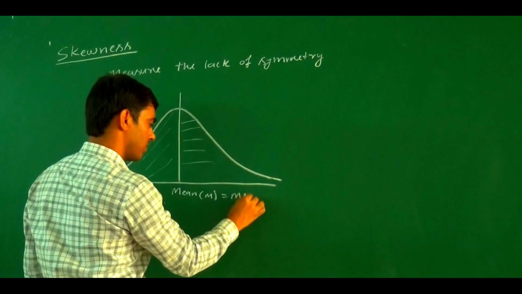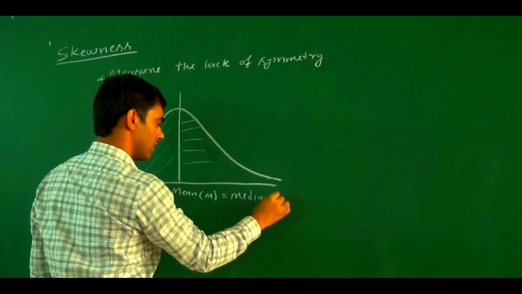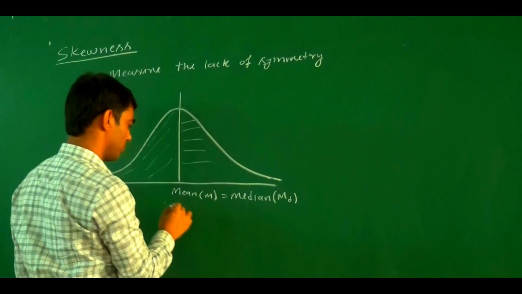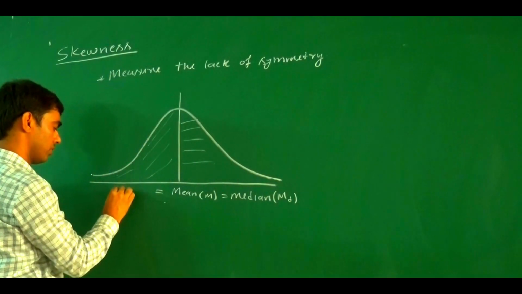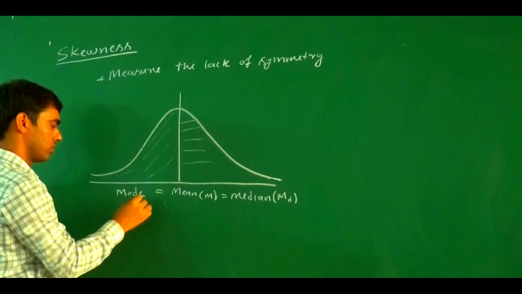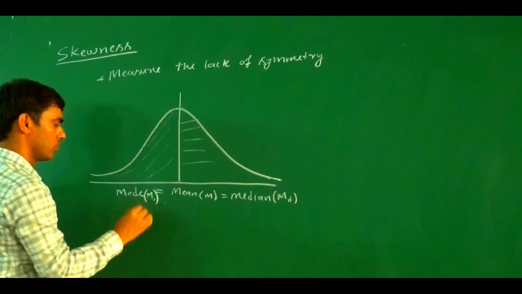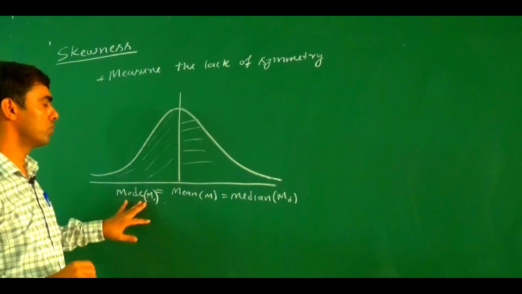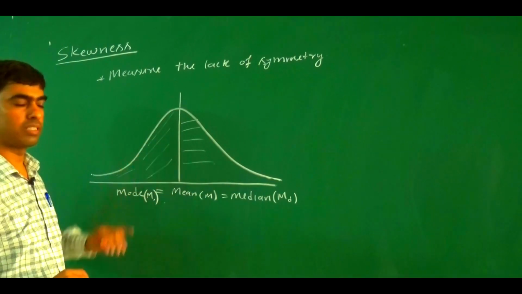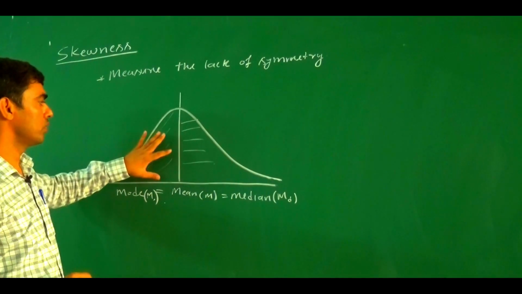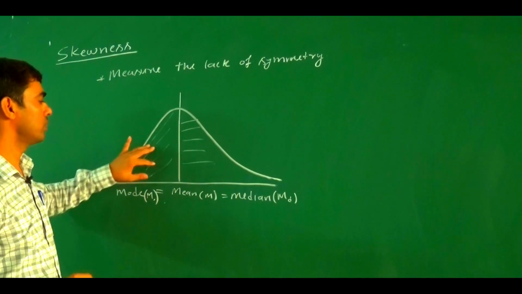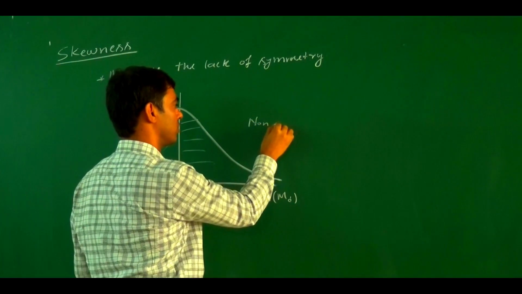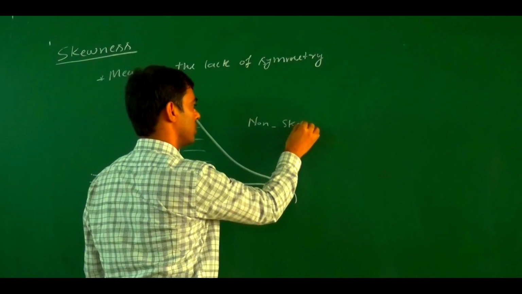In this case, the mean, which we denote by M, equals the median, which we denote by MD, and equals the mode. So if mean equals median equals mode, then we say the curve is a symmetric curve. There is no lack of symmetry, so this is called a non-skewed curve.